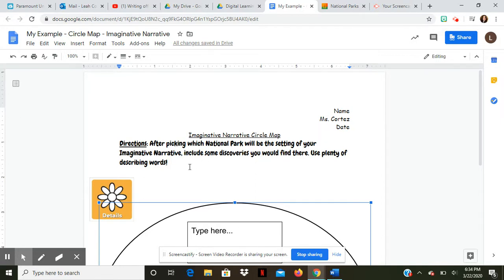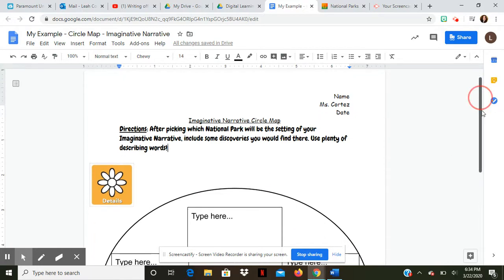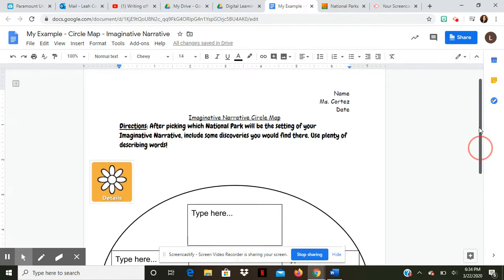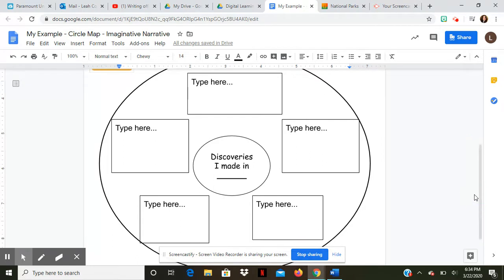All right, so our goal today is after we pick our national park, that will be the setting of our imaginative narrative, we're going to include some of the discoveries that we would find there. And we're going to use plenty of what? Plenty of describing words. Now, I know you probably still have your circle maps in the writing part of your binder, which is awesome. So if you still have it, please go ahead and just type your work in.